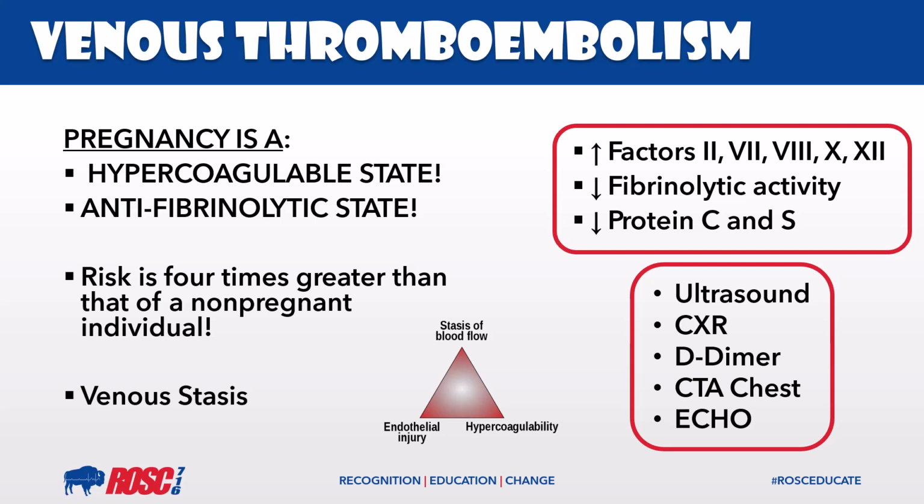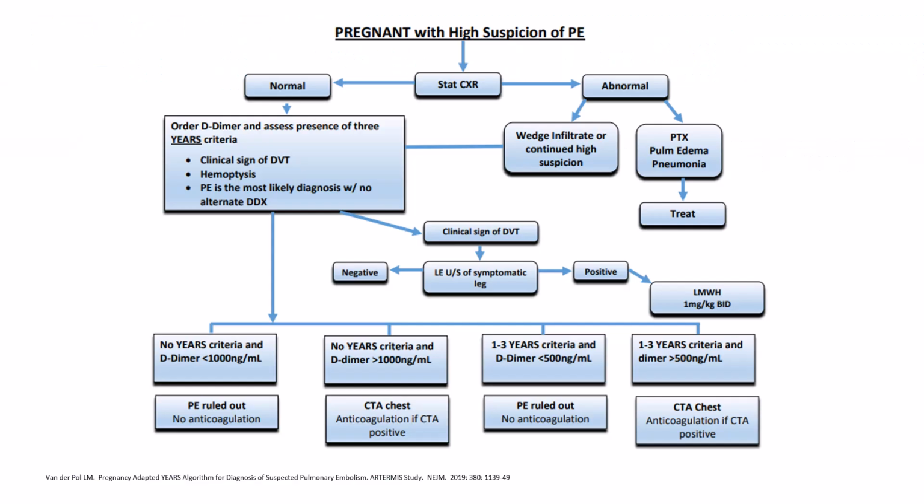We always need to remember Virchow's triad. We have a hypercoagulable patient and there's stasis of blood flow, so we at least have two out of the three of the triad. The tools that we use to diagnose VTE would be ultrasound, chest x-ray, D-dimer, CT of the chest, and echo. Always remember a D-dimer is going to be high in a pregnant woman. Here's an example of a diagnostic algorithm for a pregnant woman. This is derived from the YEARS algorithm and also a paper termed the ARTEMIS trial from 2019.